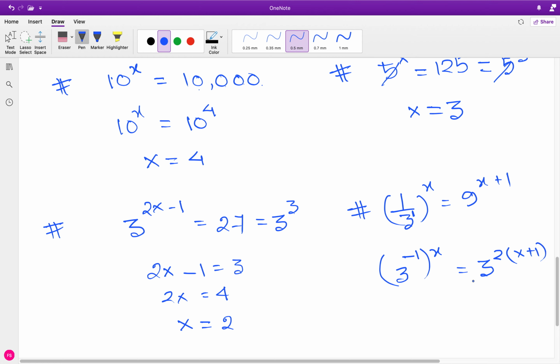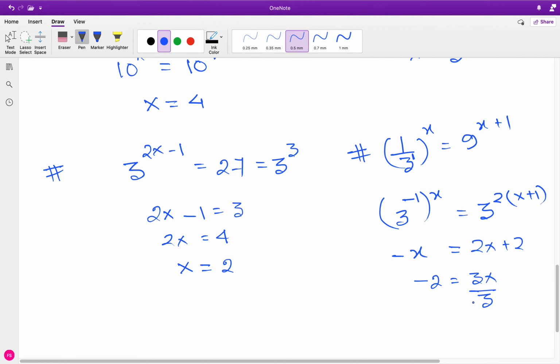Now let's look at the power. We have the same base. For this power, you just need to multiply the powers. Negative 1 times x will give you negative x. This equals 2x plus 2. I will move this 2 to this side, so I will have negative 2, and I will move this negative x to that side. So 2x plus x will give me 3x. If you want to find the value of x, all you need to do is divide both sides by 3. These cancel out, so I have x equals negative 2 over 3. This is the answer for this question.